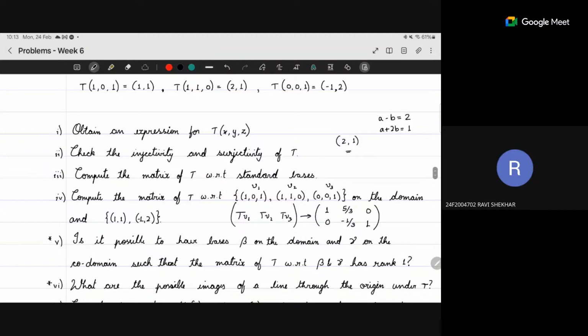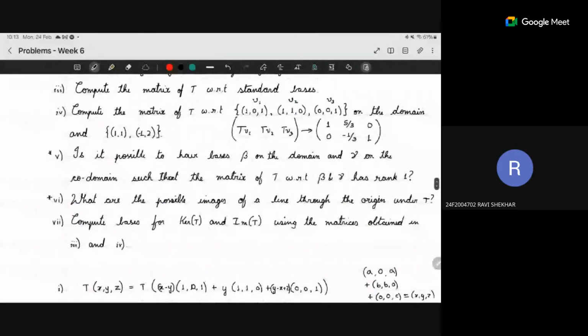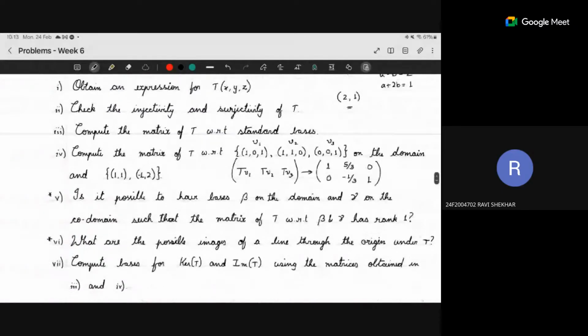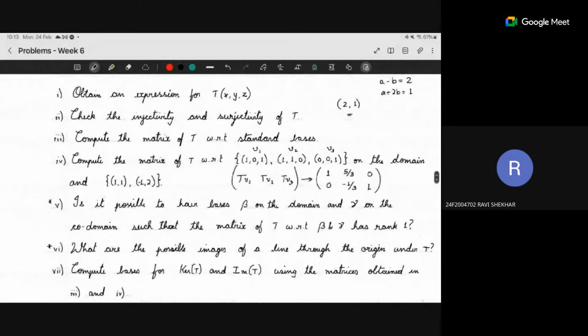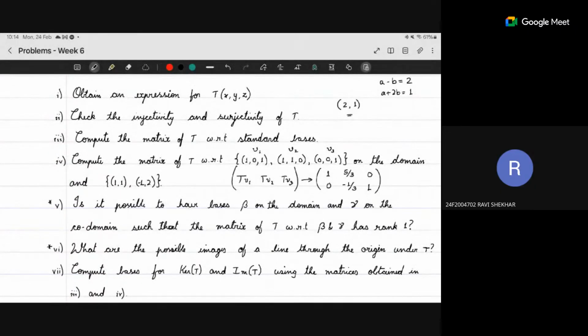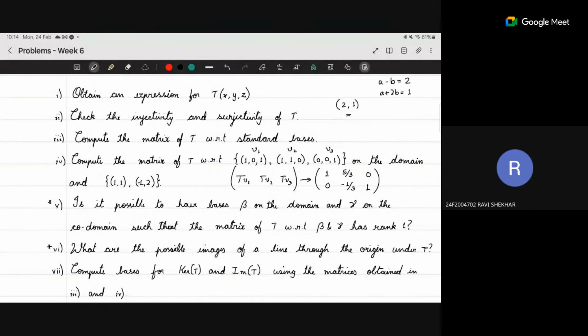And now these star questions are slightly at a higher level, in the sense that it's not exactly derivative from the course content material, you'll have to think a little bit more. So is it possible to have basis beta on the domain and gamma on the codomain such that the matrix of T with respect to beta and gamma has rank 1? Any guesses? It's a true or false, so 50% chance anyway.